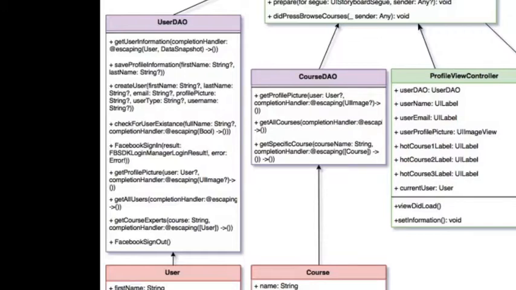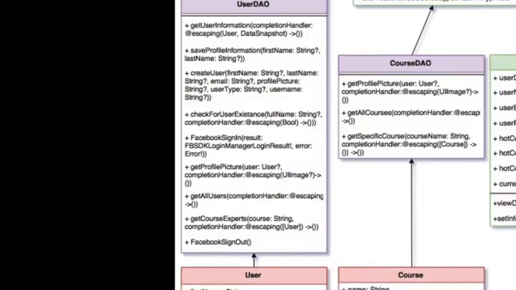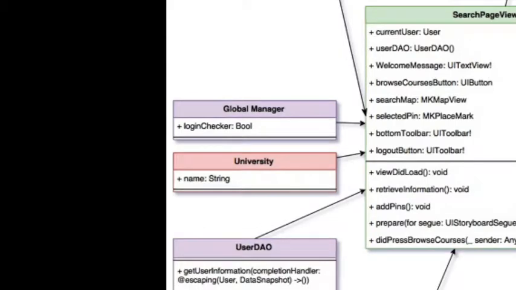The user data access object had methods to get user information from the Firebase database, save profile information, create a user in the database, which happened when there was a new login, check if a user was already in there, handle the Facebook sign in, get the profile picture, get all the users or just the experts, and also handle sign out. The course data access object had similar methods, getting all the courses or getting a specific course, and these methods are important and used in the table views that we'll discuss later on.